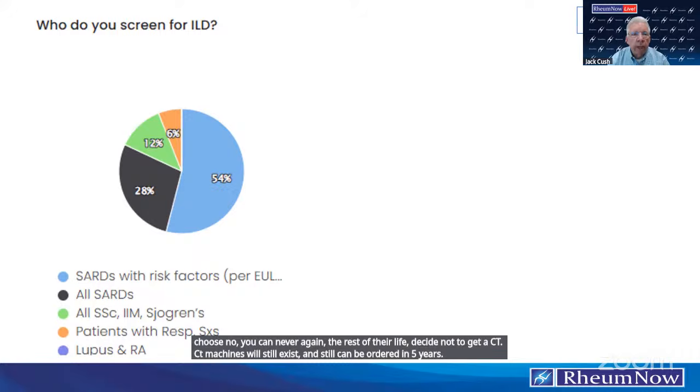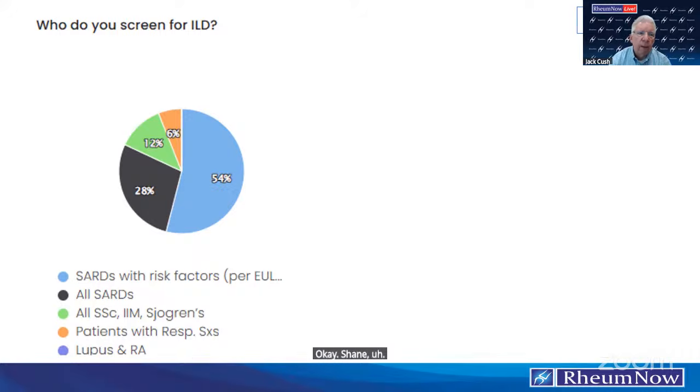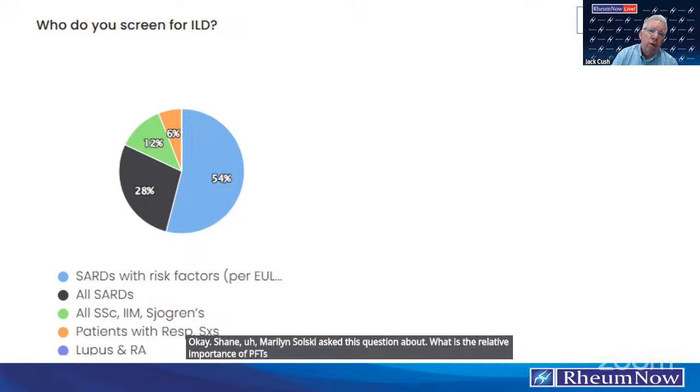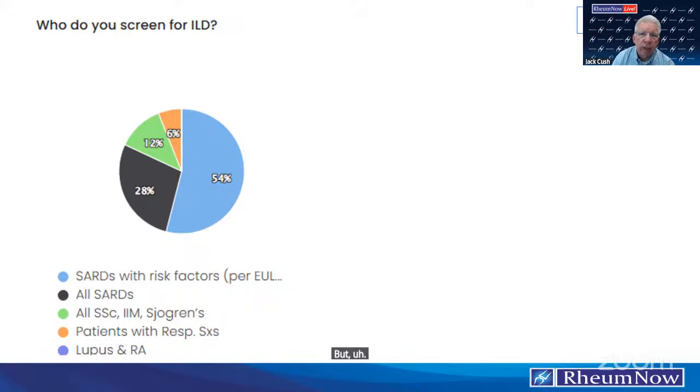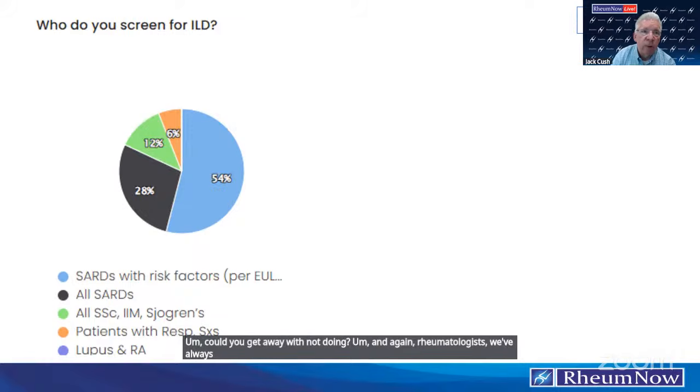Okay. Shane, Marilyn Solsky asked this question about what is the relative importance of PFTs? It's easy to order when you're ordering a high-res CT, but it seems like it's trumped in a major way by high-res CT. Could you get away with not doing it? And again, rheumatologists, we've always been in love with DLCO, but the primary endpoints in the clinical trials are FVC change. So what's your guidance on that?